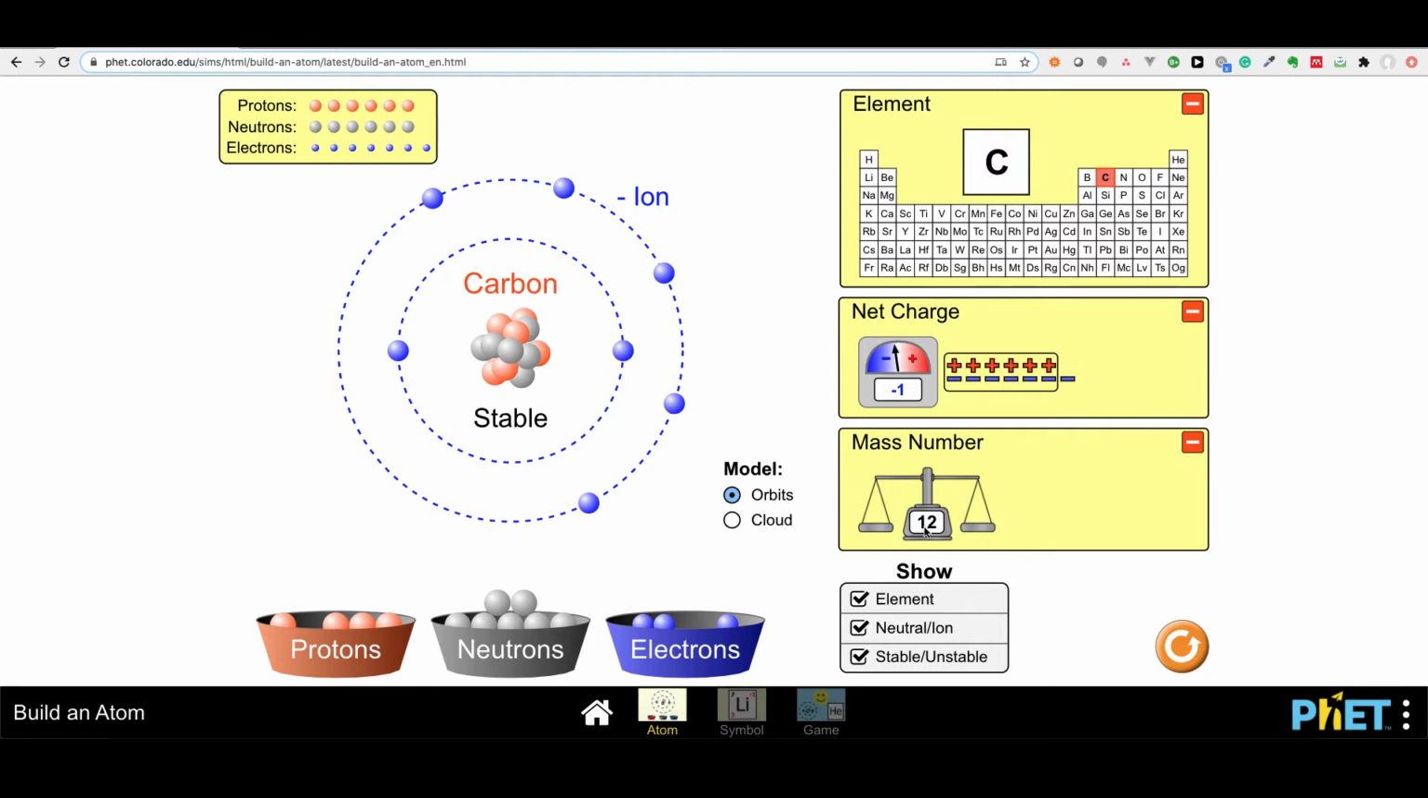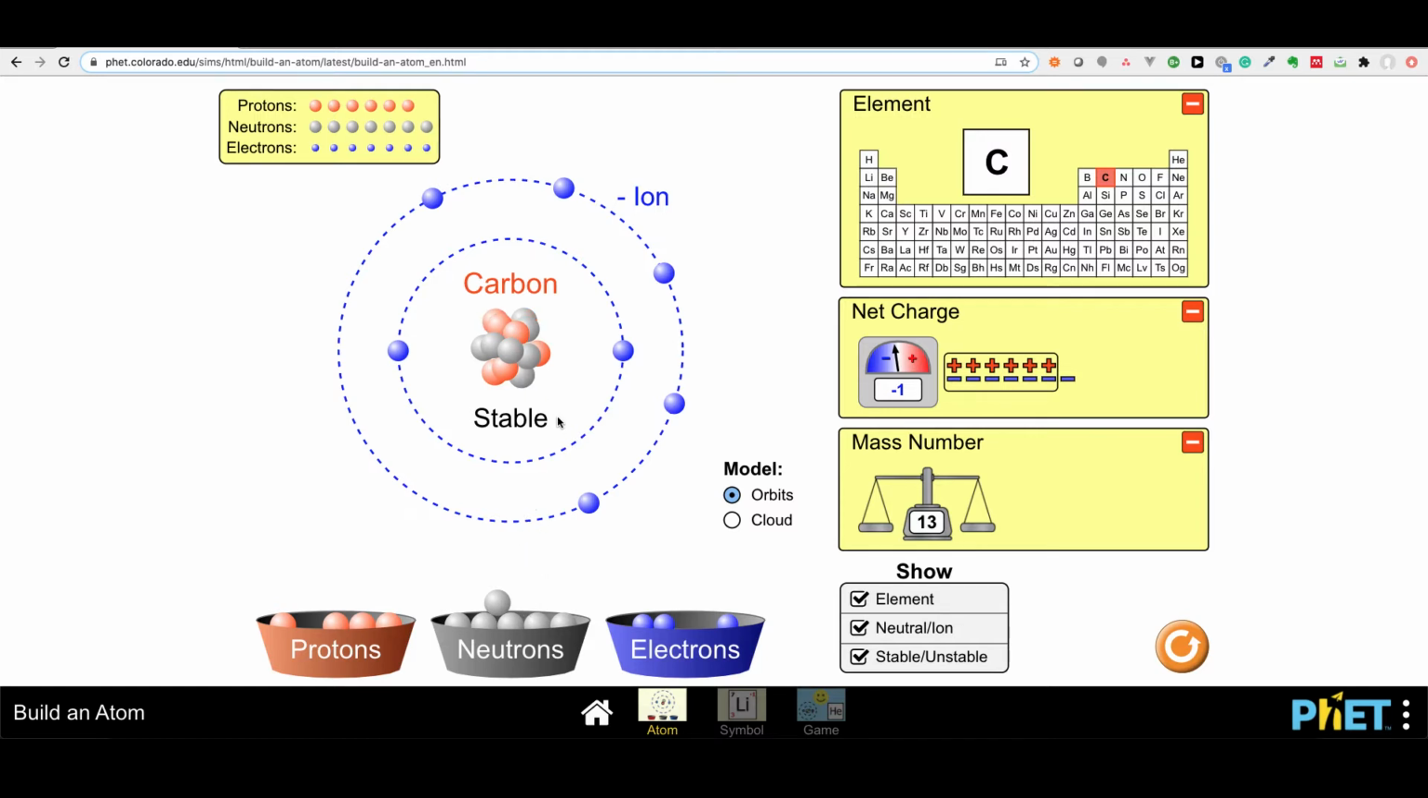So the mass number, when we say carbon-12, we use the mass number, which is the sum of protons and neutrons, right? So there's 6 of each. That's why we get carbon-12. And it just so happens that carbon-12 is stable. In fact, we use it to base the atomic mass unit system on.